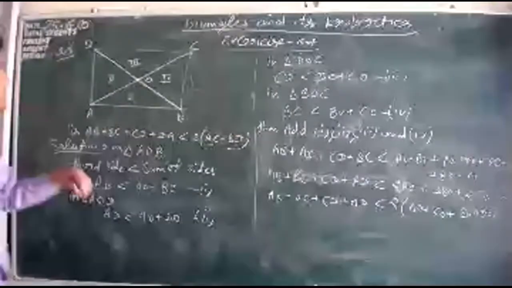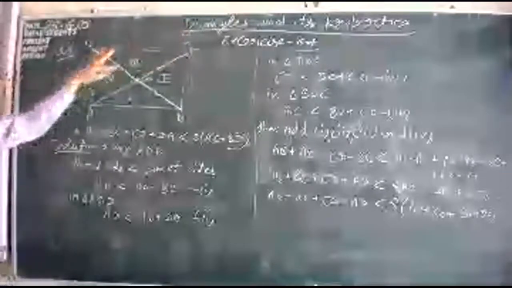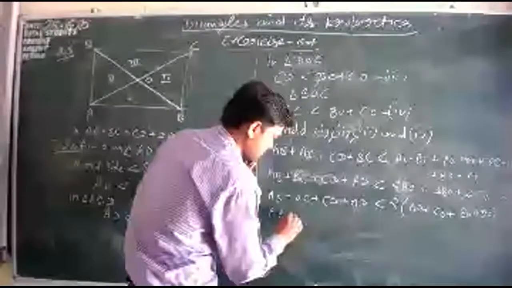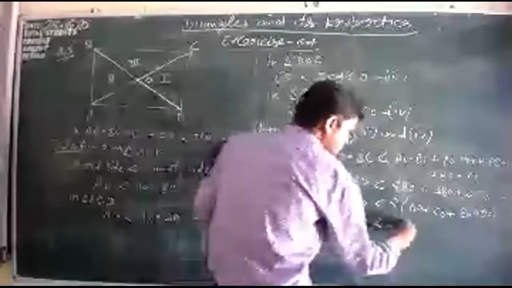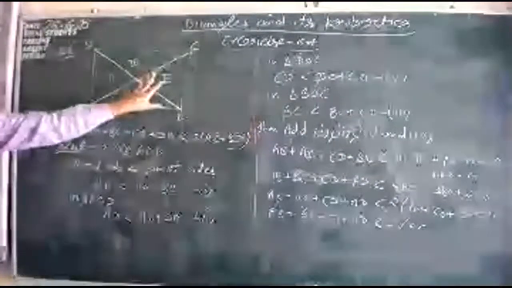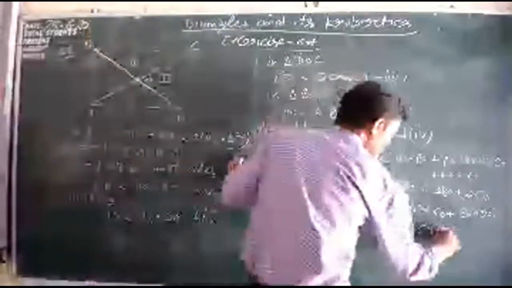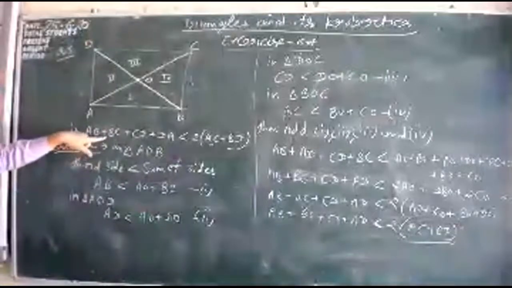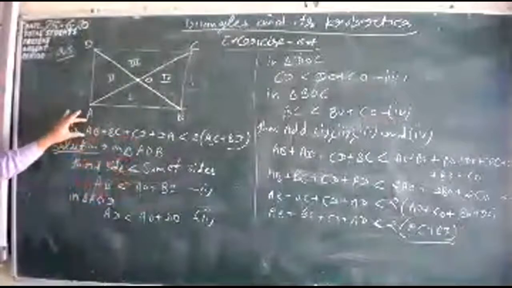AO plus CO is equal to AC. What will be the sum of these two? The sum of these two, that is AC. It means AB plus BC plus CD plus AD should be less than 2 times AO plus CO is equal to AC, and BO plus DO is equal to BD. So that's the statement that we have to prove. We have to prove this statement. So according to your answer, we can easily see that this statement is true.